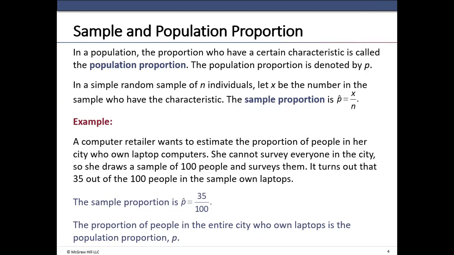So X is the number in the sample who have the characteristic. Sometimes that is called the number of successes, and n is the sample size.